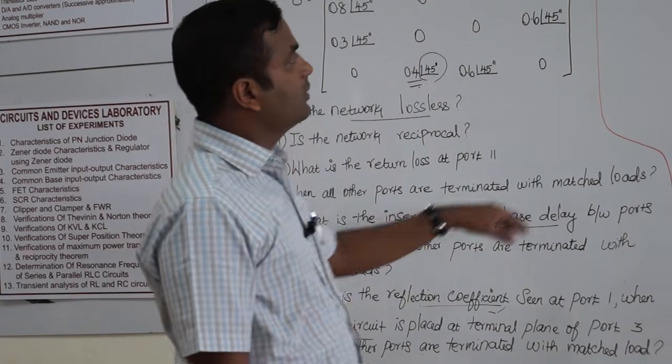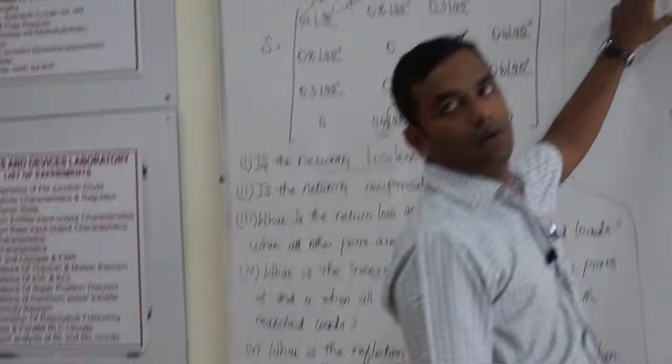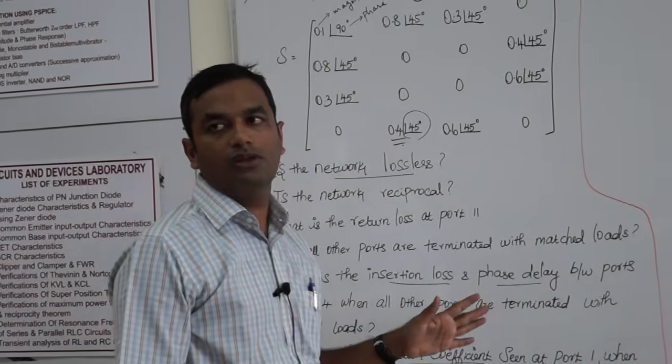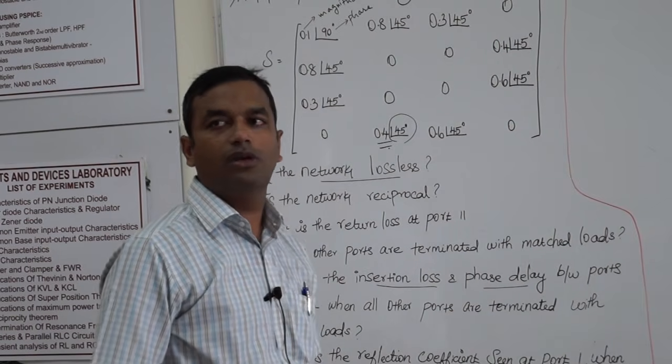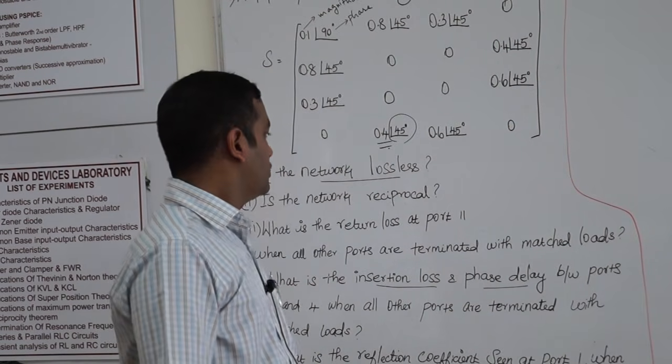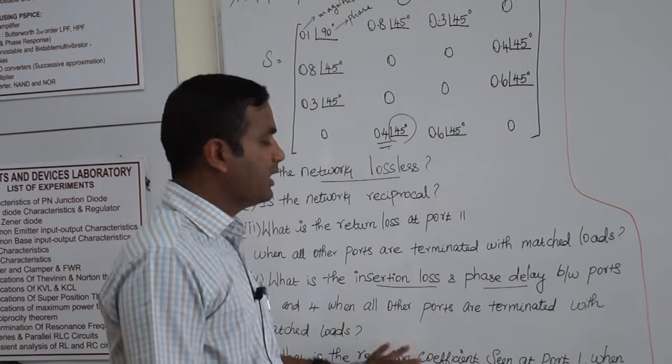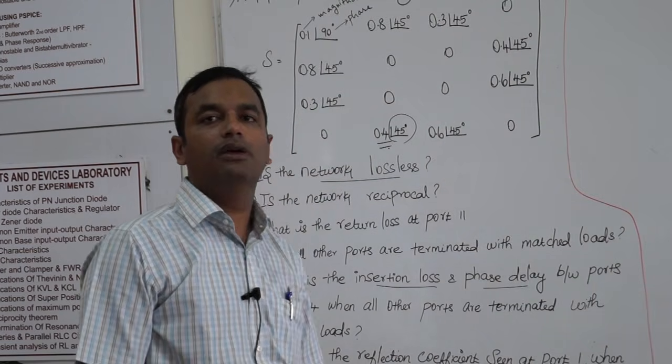And to find the reflection coefficient, we have this formula. But remember, when we compute loss, always take minus 20 log of that value to compute the loss of the network. So this is the second type of problem, where we have the S matrix and we are asked to characterize the properties of the network.